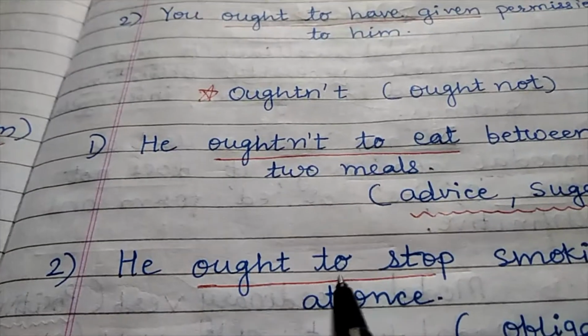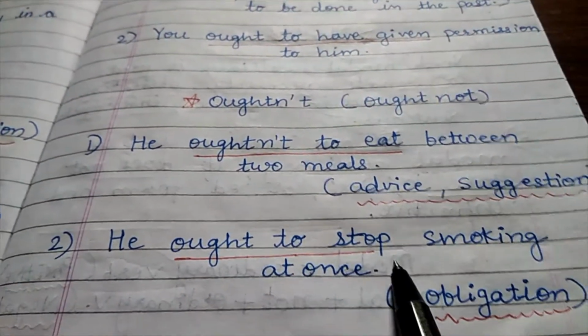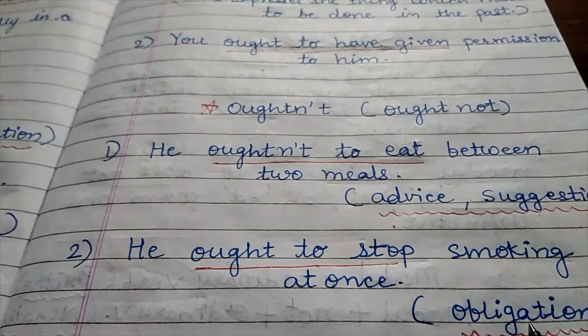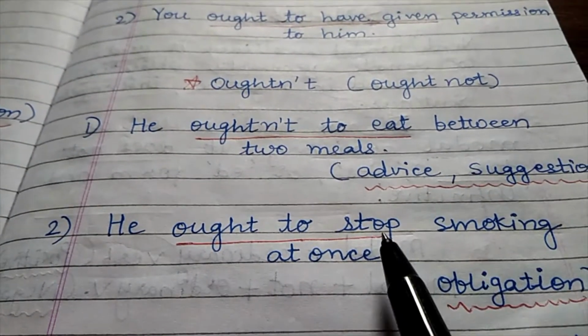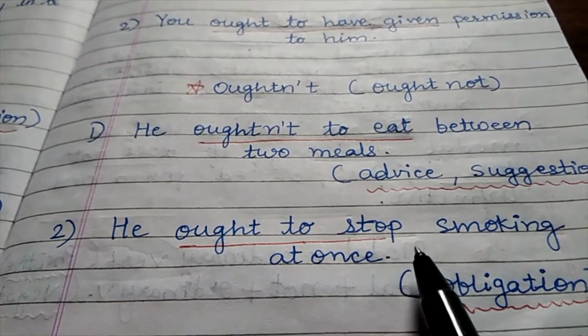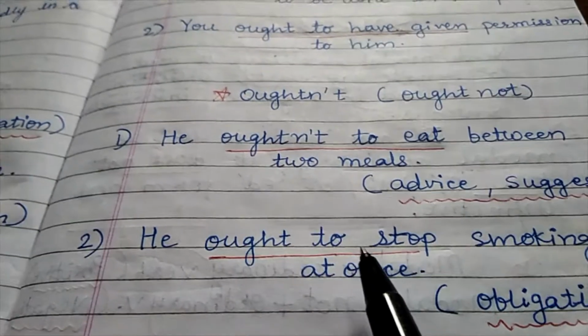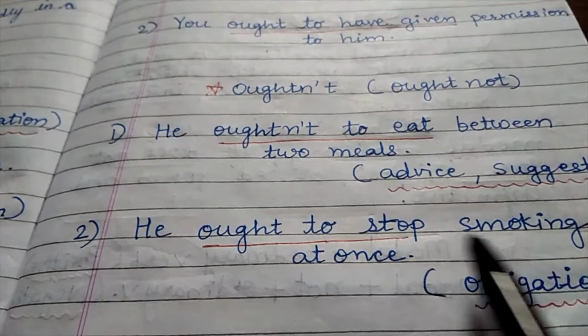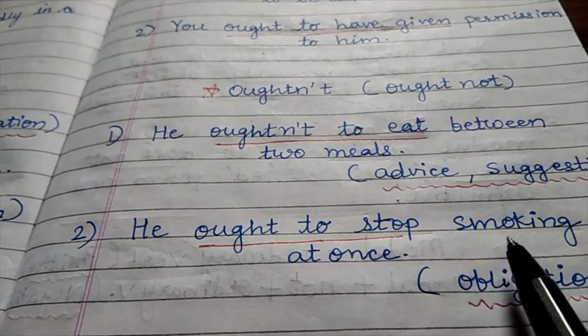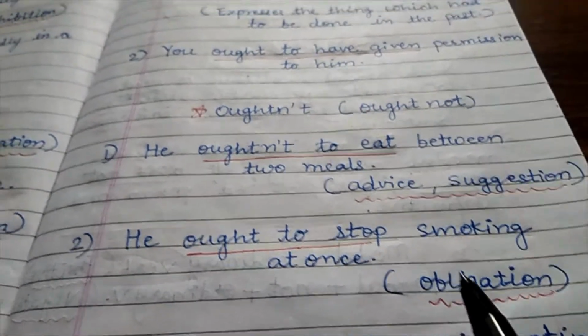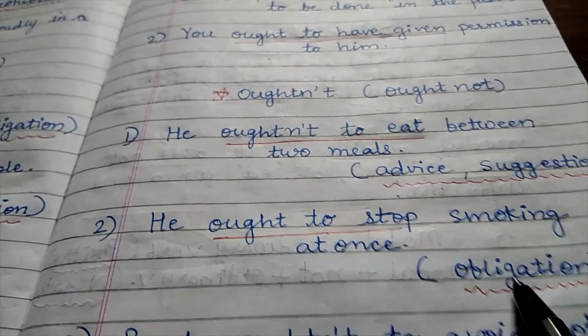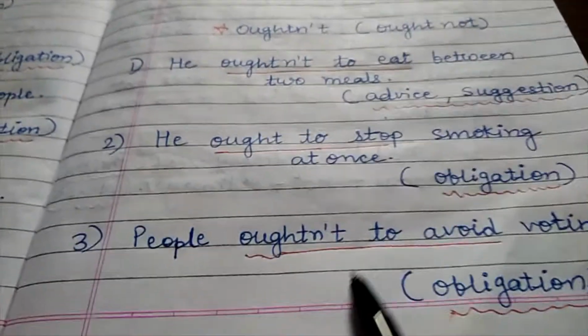Next, he ought to stop smoking at once. It is an obligation, means nobody should do smoking, means smoking is bad for health. So he ought to stop smoking at once, means it is an obligation. It is an obligation of him.